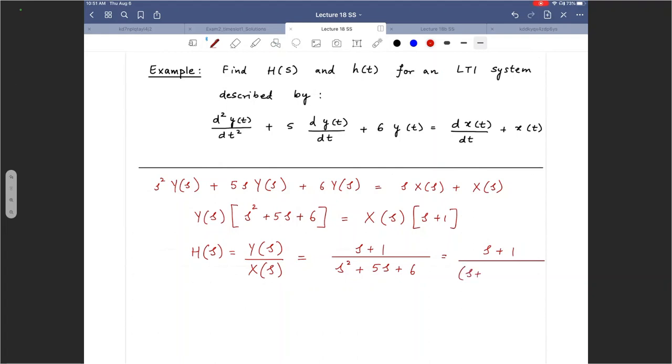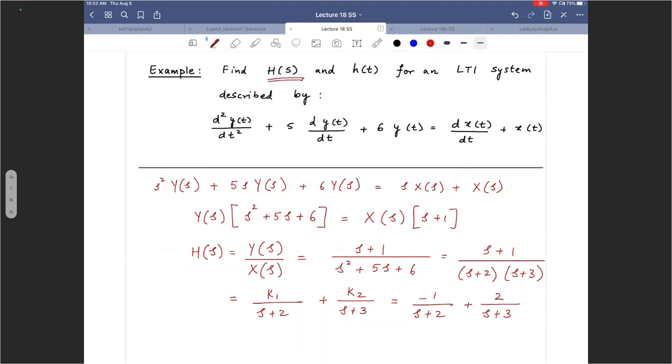You've got s plus 2 and s plus 3. Those are the factors of the denominator, which can be written using partial fractions as some k1 divided by s plus 2 plus k2 divided by s plus 3. And when you evaluate k1 and k2 using partial fraction tricks, you get -1 divided by s plus 2 and 2 divided by s plus 3. So that would be your H of s.